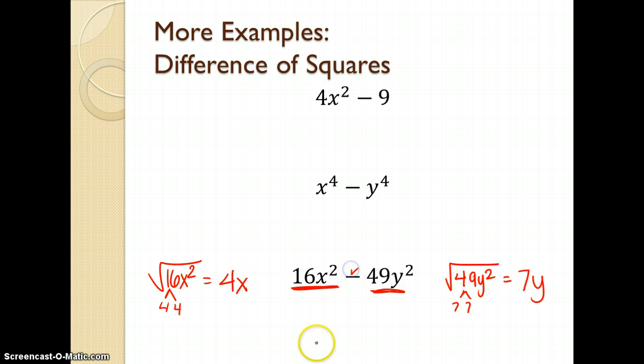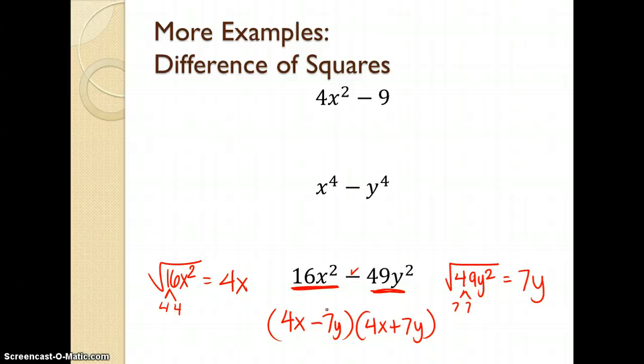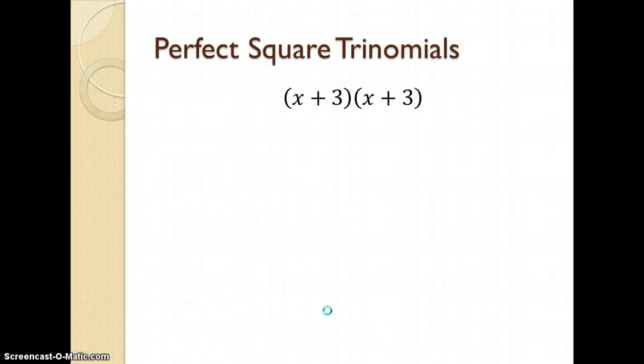We have a difference in the middle. So 4x and 7y, 4x and 7y, and then one's plus and one's minus. If you double check, you've got perfect squares and you have subtraction, so the difference of squares will work for you. So that's one pattern that can help you easily factor.